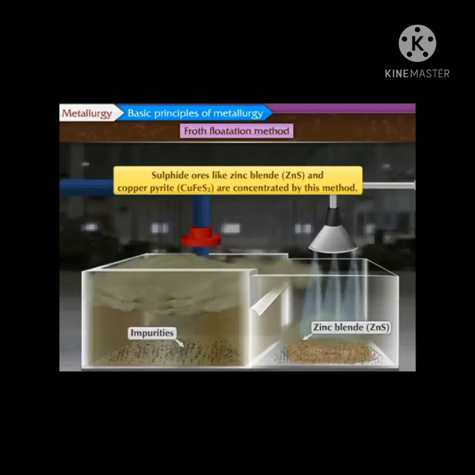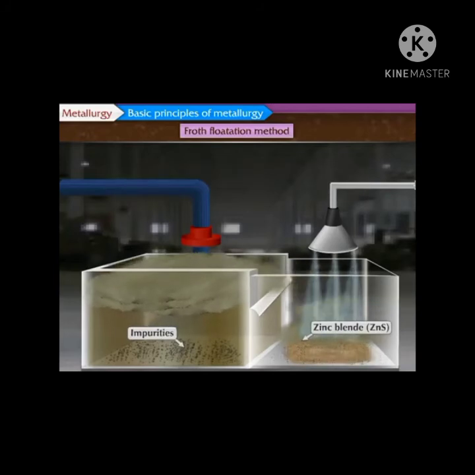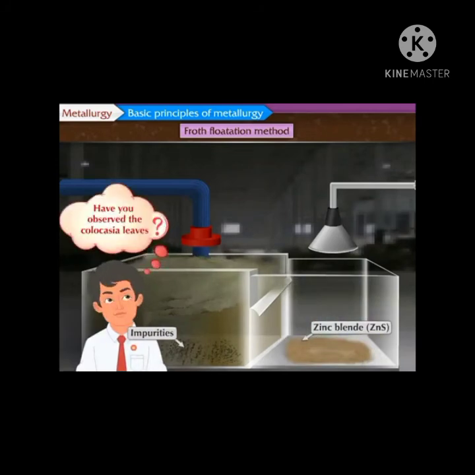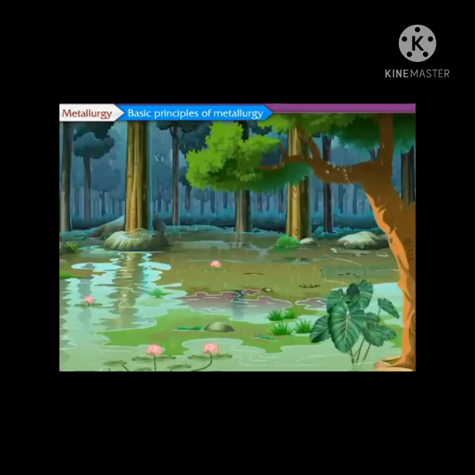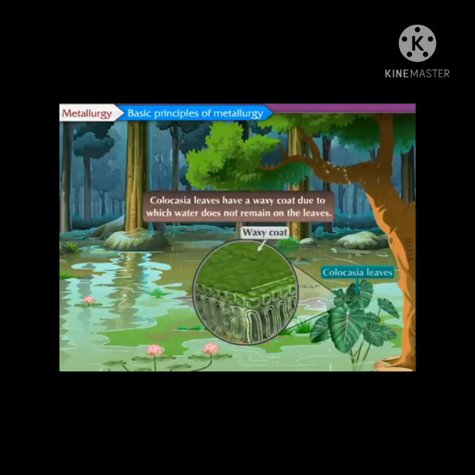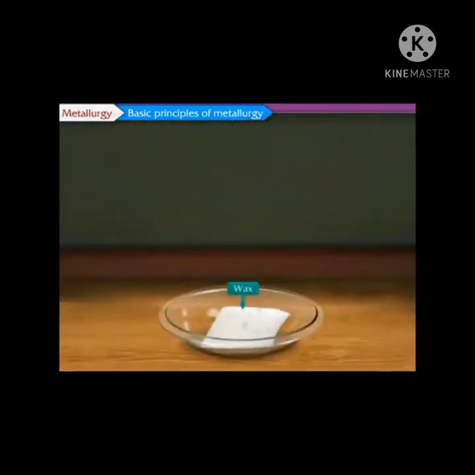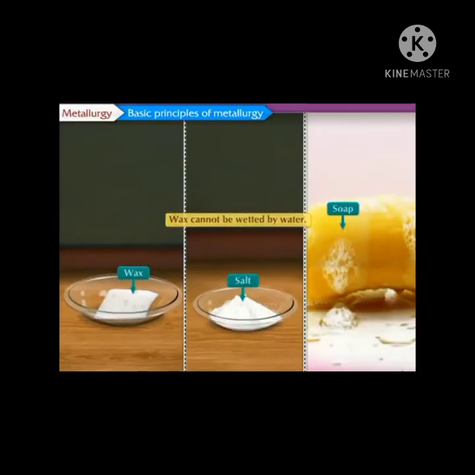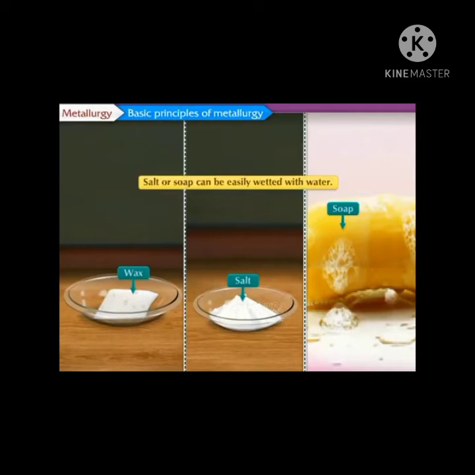In our day-to-day life too, we come across certain objects which show preferential wetting. Have you observed the colocasia leaf? The colocasia leaves are waterproof. The leaves have a waxy coating due to which water does not remain on the leaves. You may have also observed that wax cannot be wetted by water, but salt and soap can be easily wetted with water. Let's proceed to the next method, the leaching method.